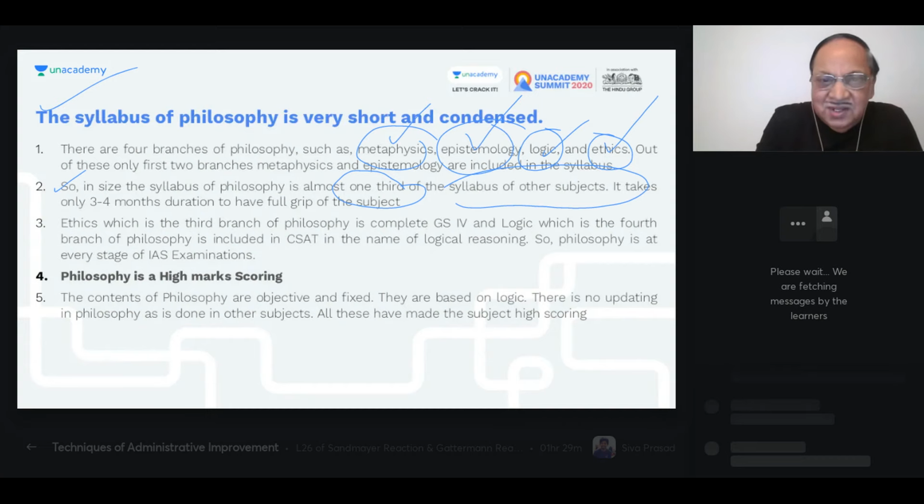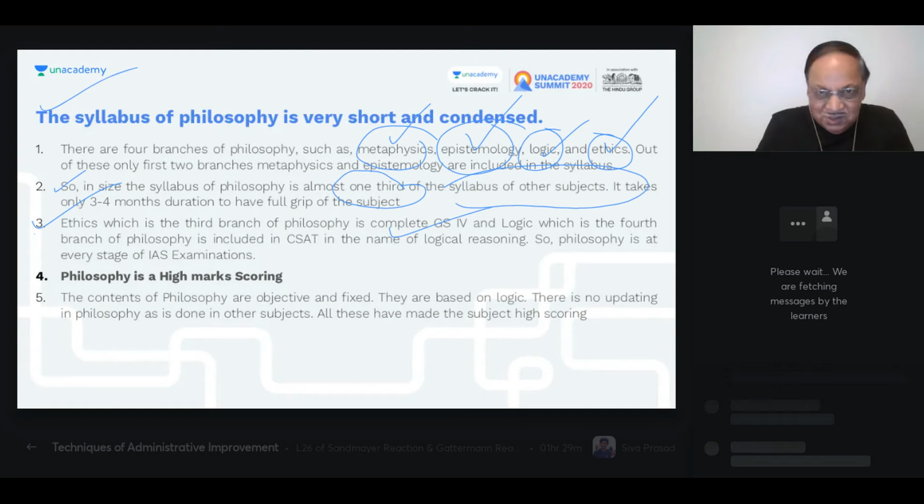But definitely this subject you can prepare very easily, because you have to prepare this metaphysics, epistemology, that sort of thing that you are required to do. So this philosophy serves your purpose just because of its short syllabus. And then what you find? You find the ethics, which is the third branch of philosophy. It completes GS4, which I have just explained to you.